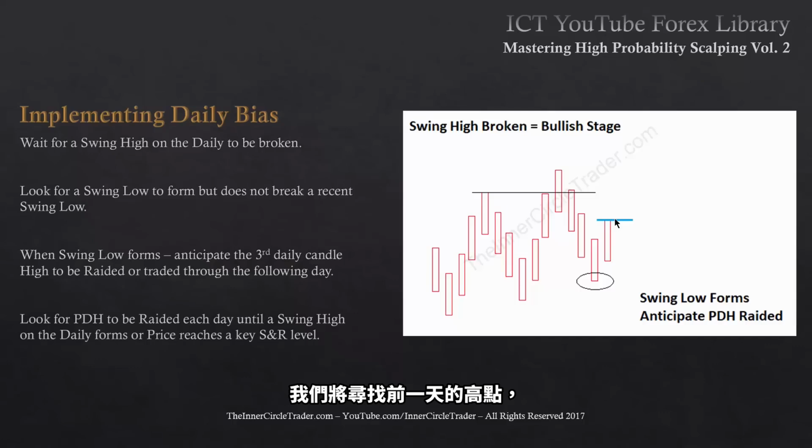We're going to be looking for previous day's highs to be raided each day until a swing high on the daily forms or price reaches a key support or resistance level. And I'll give you an example of what that would be. The immediate candle after this particular day's formation, we'd be looking for a bullish scenario, either in the London or the New York session, to anticipate a raid on the previous day's high.